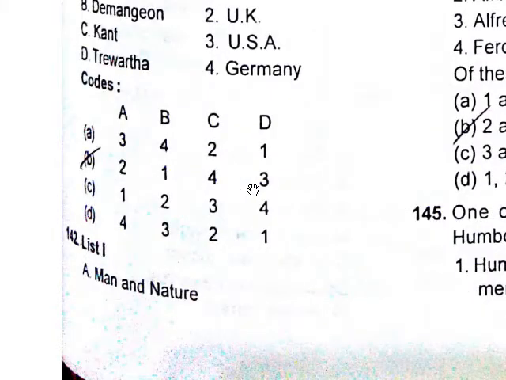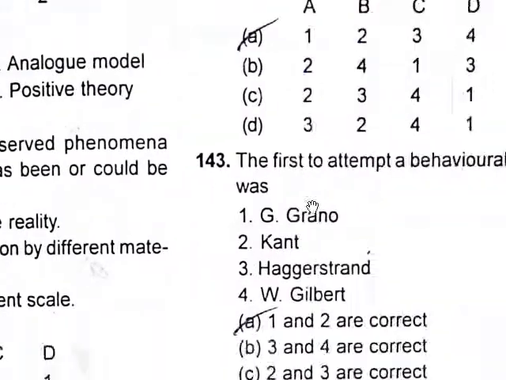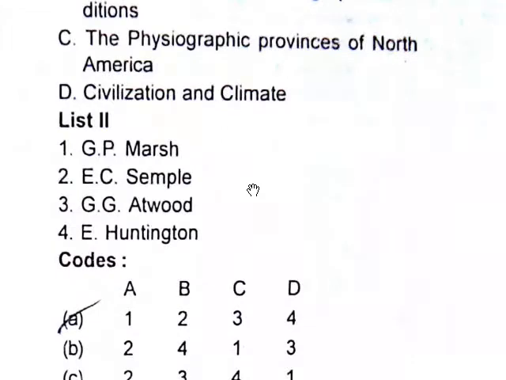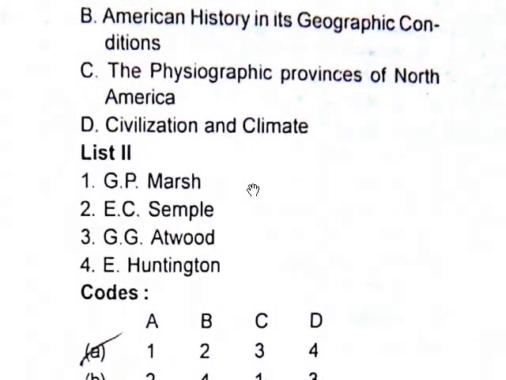Now here match list 1 and list 2. Man and nature related, who called? G.P. Marsh. Then American history and its geographic conditions, it is given by Semple. American history and geographic conditions, and then the physiographic provinces of North America, given by N.M. Fenneman. Then civilization and climate, given by E. Huntington.